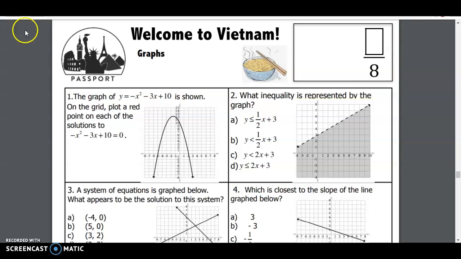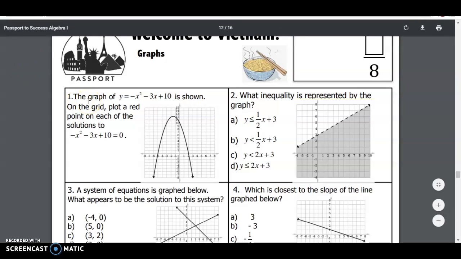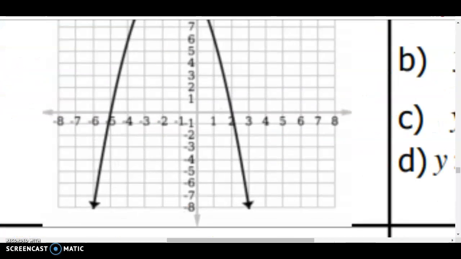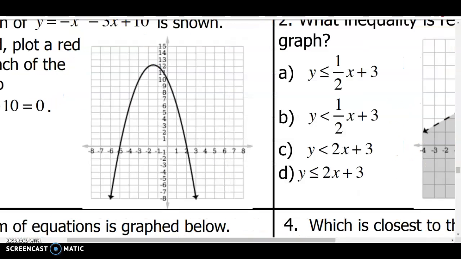We are going to be doing Vietnam. All right, number one, we need to plot a red dot on each of the solutions. We can remember in our last video that solutions, roots, and zeros are x-intercepts. So in this case, my x-intercepts are at (-5, 0) and (2, 0). These are my x-intercepts. These are my solutions, my roots, and my zeros.